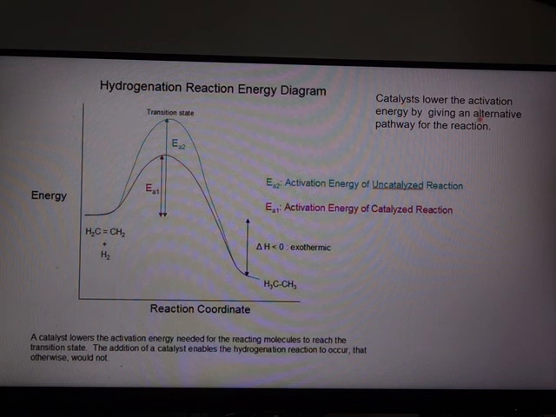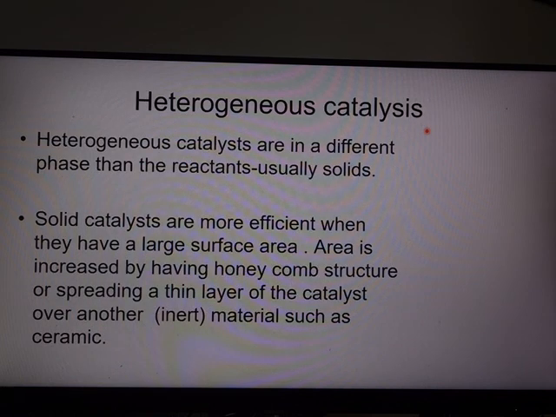A catalyst lowers the activation energy by giving an alternative pathway for the reaction. So we don't need to worry about how it provides the alternative pathway. We just need to know that it does. Now, heterogeneous catalysis happens when the catalyst is in a different phase than the reactants. So usually in heterogeneous catalysis, the catalyst is a solid, whereas the reactants are gases.